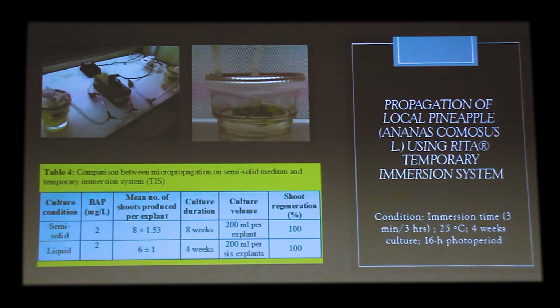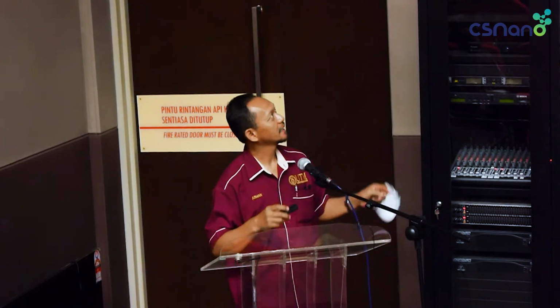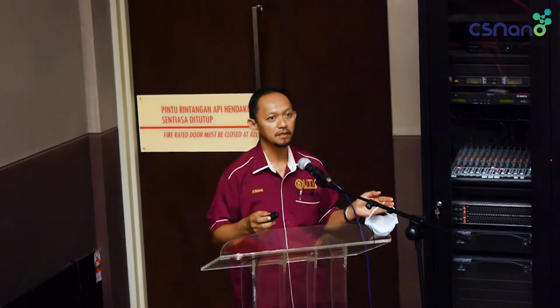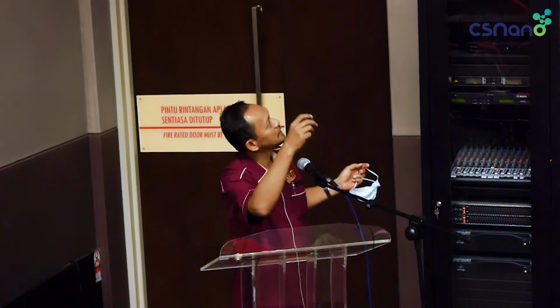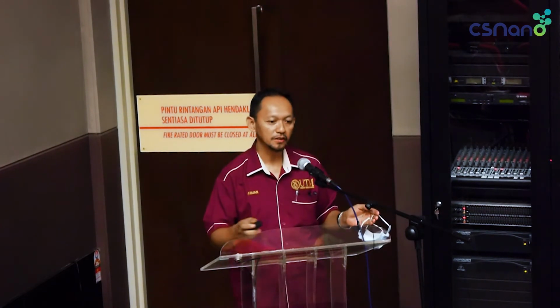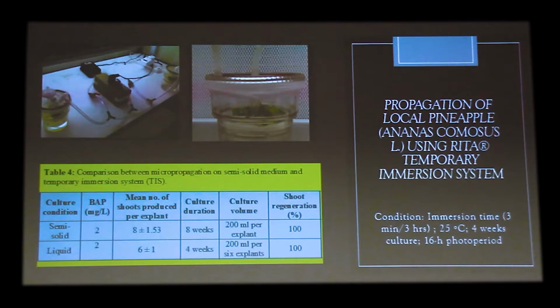This is how we start to migrate from using a semi-solid medium to liquid medium, where the purpose of having liquid is to accelerate the shoot proliferation, because nutrient absorption is more efficient in liquid medium than the semi-solid. So if you're talking about mass production, liquid will be the best option for medium.